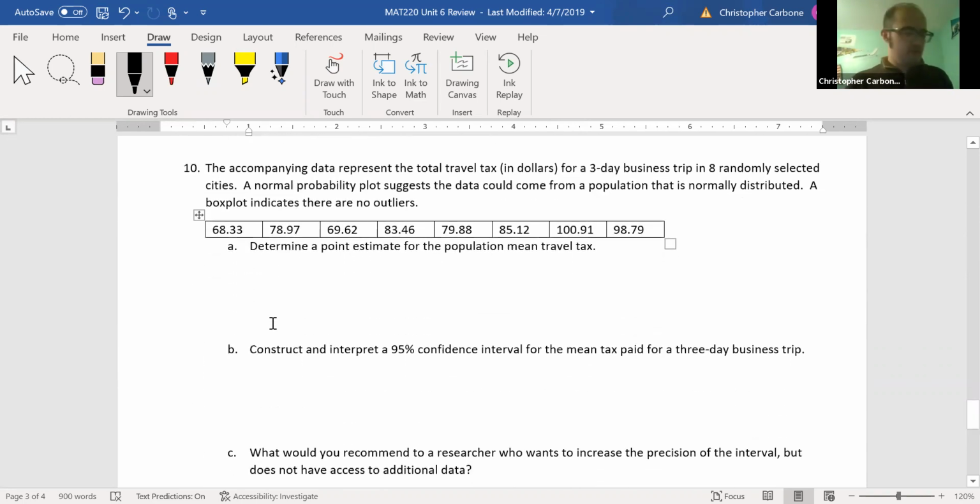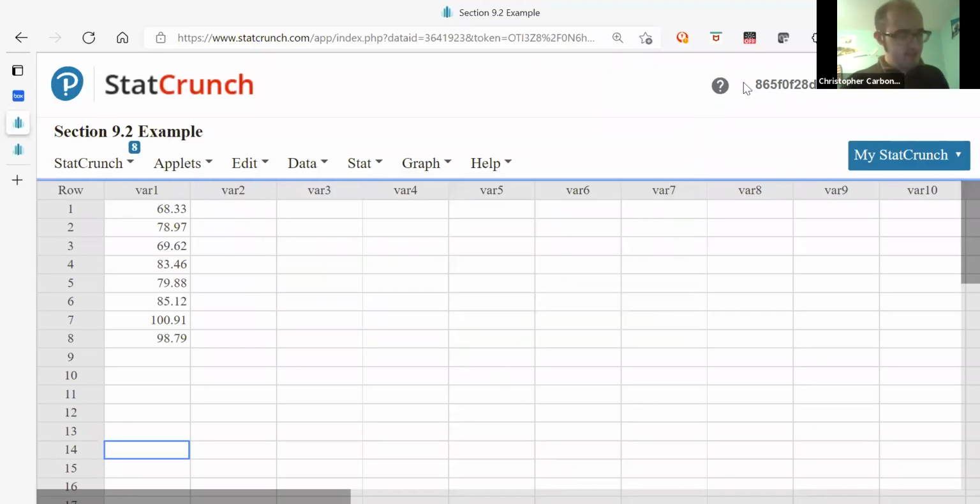Moving right along then. Question number 10. We have a data set. Ooh, fancy. The accompanying data represents the total travel tax in dollars of a 3-day business trip in 8 randomly selected cities. A normal probability plot suggests the data could come from a population that is normally distributed. A box plot indicates that there are no outliers. So based on this data set, we want to determine a point estimate for the population mean travel tax. So that's the data I've been having here on the screen.